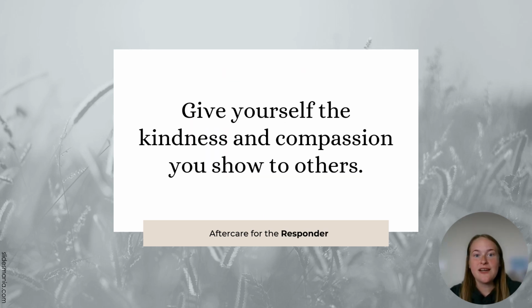Now we also have to consider aftercare for the responder. Not only living through, but also responding to toxic drug poisoning can be a difficult and traumatic experience. We're going to want to make sure we have policies in place for toxic drug poisoning prevention, recognition, and response that include debriefing and staff supports.